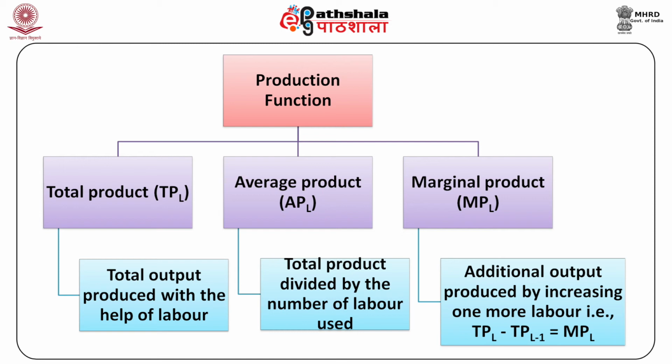Second, average product or APL is defined as total product divided by the number of labor used in the production process. Third, marginal product or MPL is defined as the additional output produced by employing or increasing one more labor. That is, TPL minus TPL-1 is equal to MPL. That is, the marginal product is the change of the total product when there is an additional unit of the input in the factors of production.